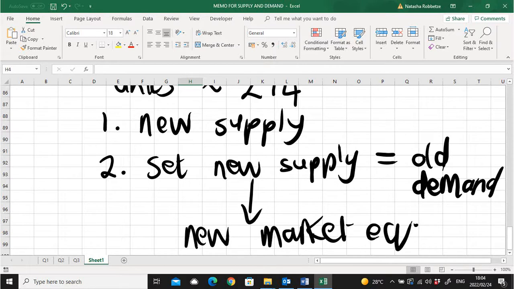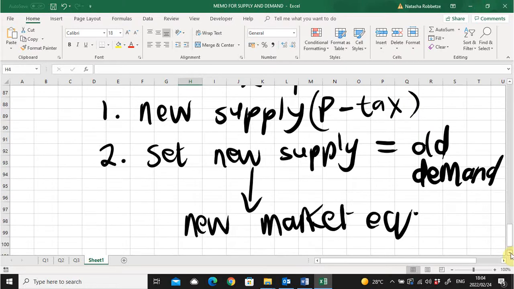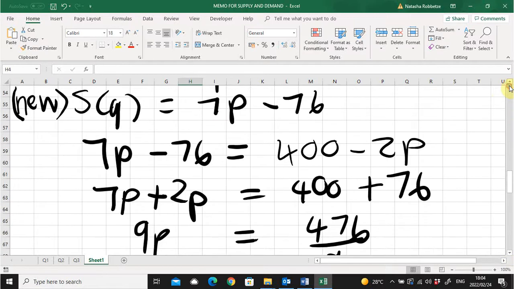So that's basically the steps. You need to calculate your new supply. How do we do that? We need to say it is the price minus the tax in the supply equation that was given. All right, so that was our answer to question number 4. I want us to then move on to question number 5.